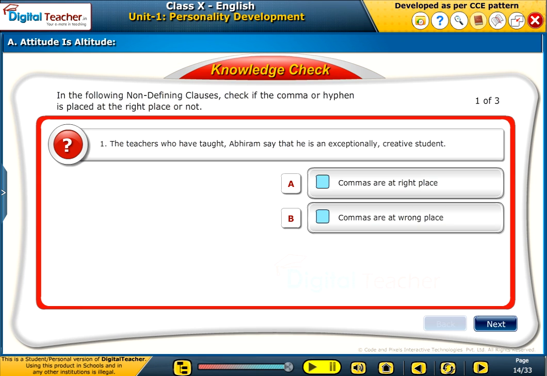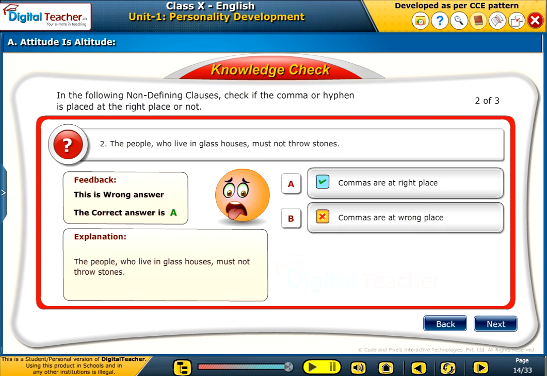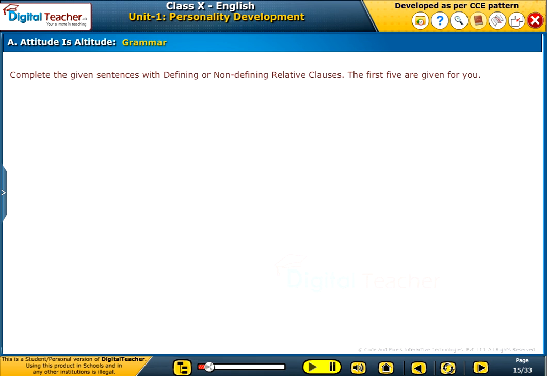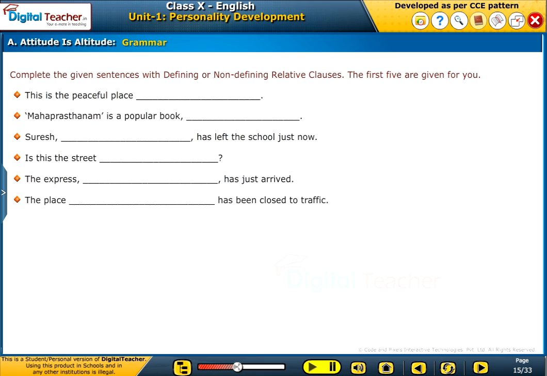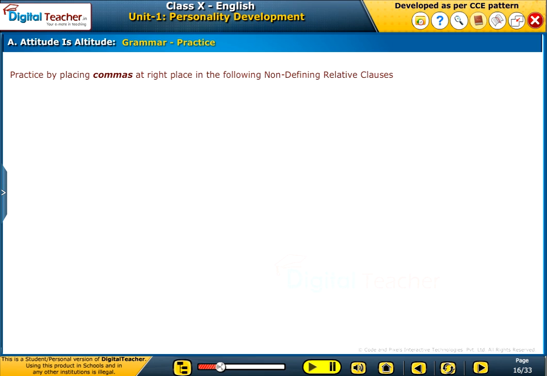In the following non-defining clauses, check if the comma or hyphen is placed at the right place or not. Complete the given sentences with defining or non-defining relative clauses. The first 5 are given for you. Practice by placing commas at the right place in the following non-defining relative clauses.